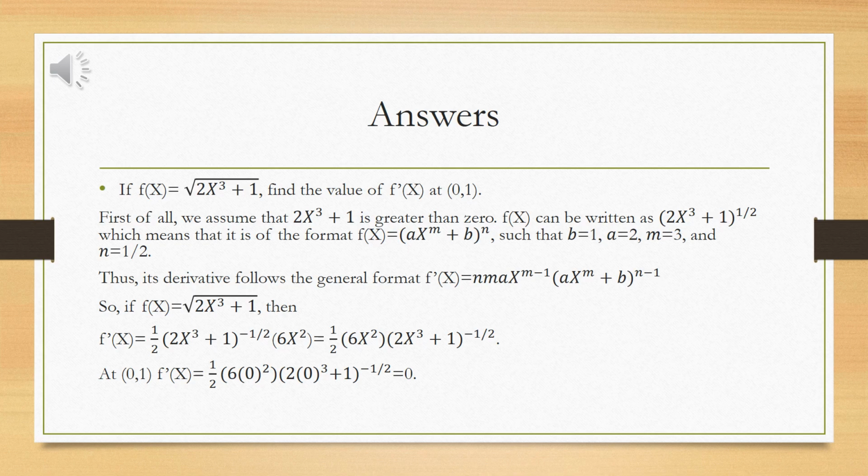Thus, its derivative follows the general format f prime of x equals nma times x to the power m minus 1 times ax to the m plus b, all of it to the n minus 1. So, if f of x equals the square root of 2x cubed plus 1, then f prime of x equals half times 2x cubed plus 1 to the power minus half times 6x squared, which is half 6x squared times 2x cubed plus 1 to the minus half.